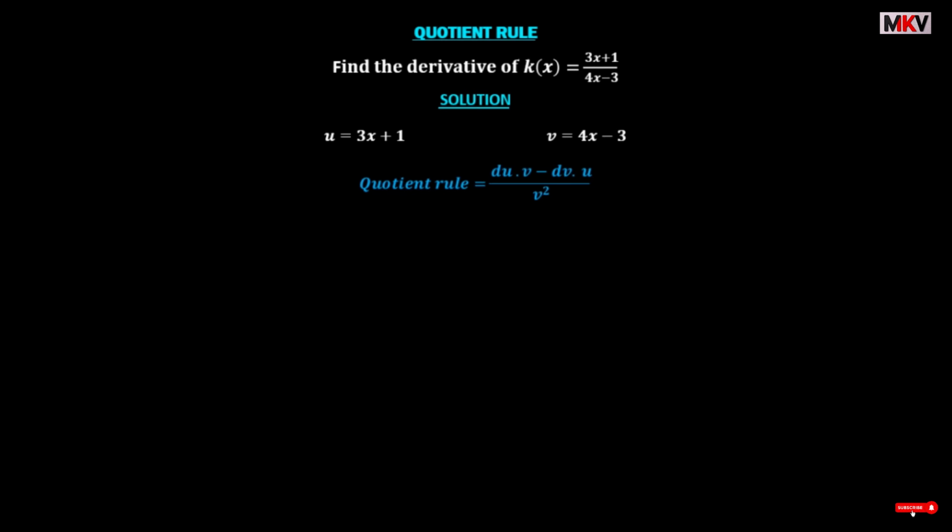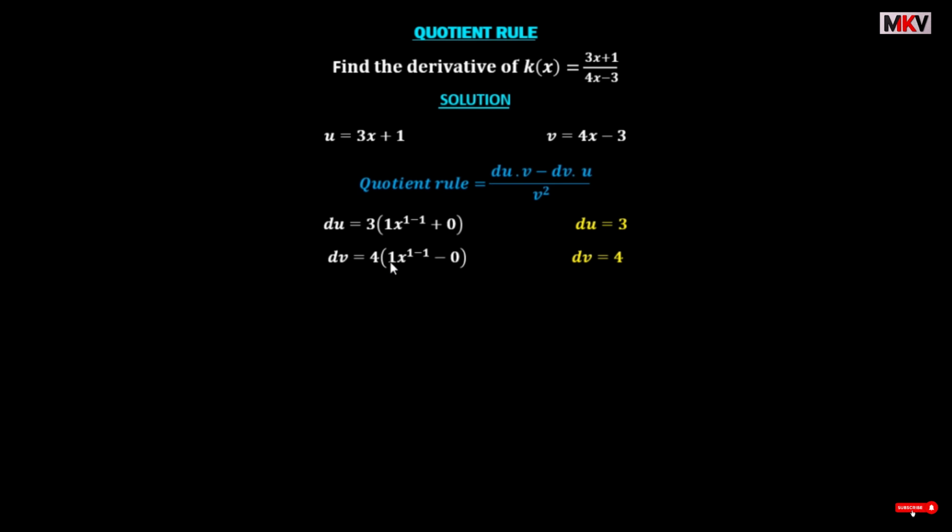So the quotient rule states du times v minus dv times u all over v squared. We are supposed to find our du, then our dv. With du, we find the derivative of 3x plus 1. We get 3: we separate 3 from x, subtract 1 from the exponent, which gives 0, and x to the power 0 is 1. So therefore we have 3. Then the derivative of 1 is 0. So du is 3.